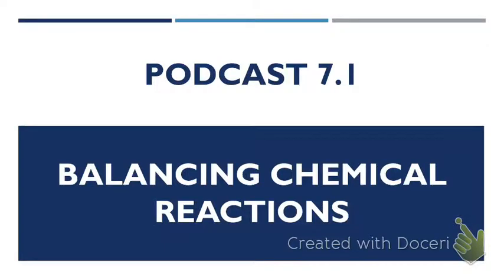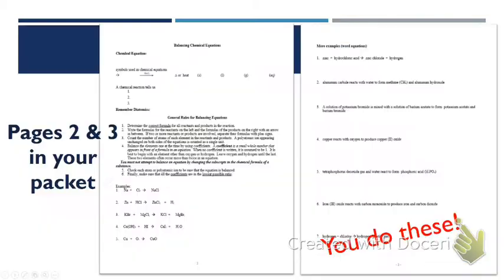Okay, this is our first podcast of Unit 7, where we're going to be talking about chemical reactions, and we're going to start off by balancing chemical reactions. This might sound familiar. You should have done this in middle school at some point, maybe just a little bit, but we're going to go a little farther with it today.